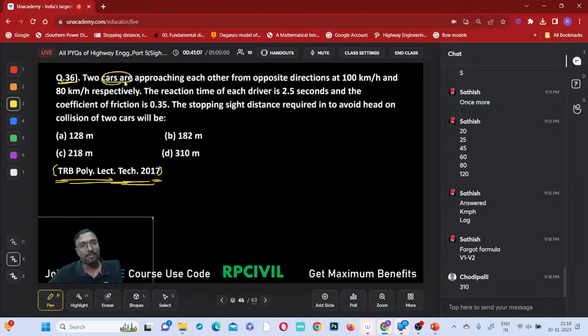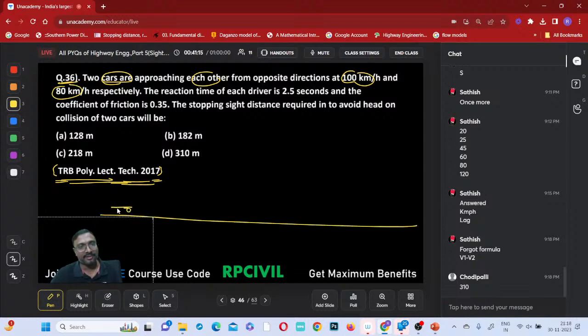Two cars are approaching each other from opposite directions at 100 kmph and 80 kmph respectively. The first car is approaching at 100 kmph, that is V1 equal to 100 kmph. The second car is approaching at V2 equal to 80 kmph. The reaction time of each driver is 2.5 seconds, for both it is 2.5, and the friction coefficient is 0.35.